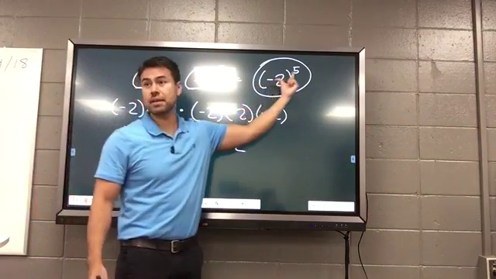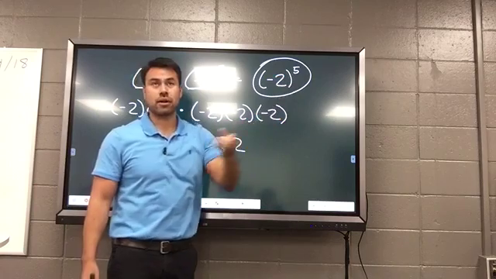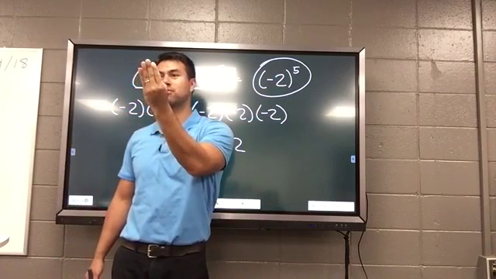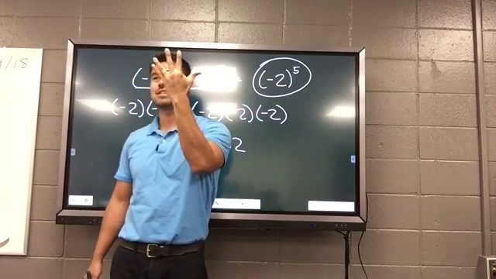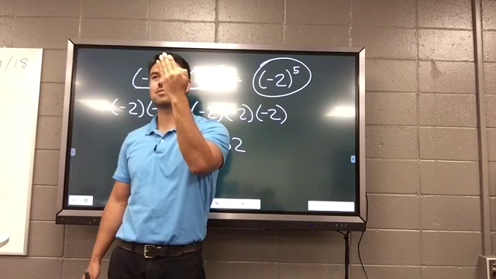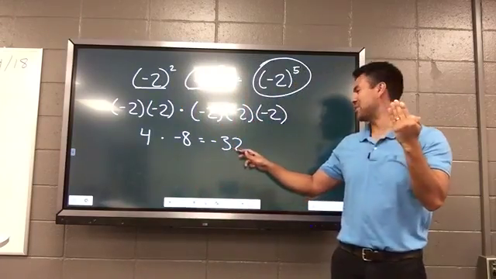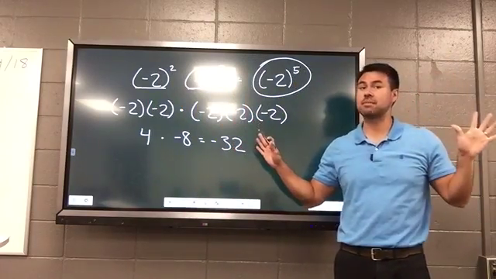So what did you say it should be? Positive 4 to the fifth. All right. 4 times 4 times 4 times 4 times 4. 16, 64, 256, 1,000. Something big, over 1,000. Negative 32 and over 1,000. Are they the same thing?